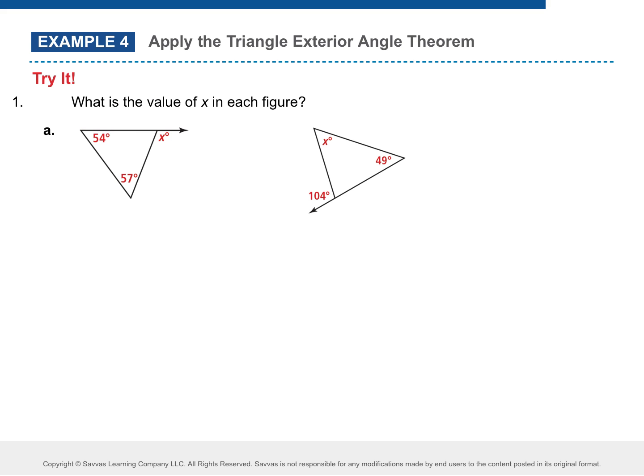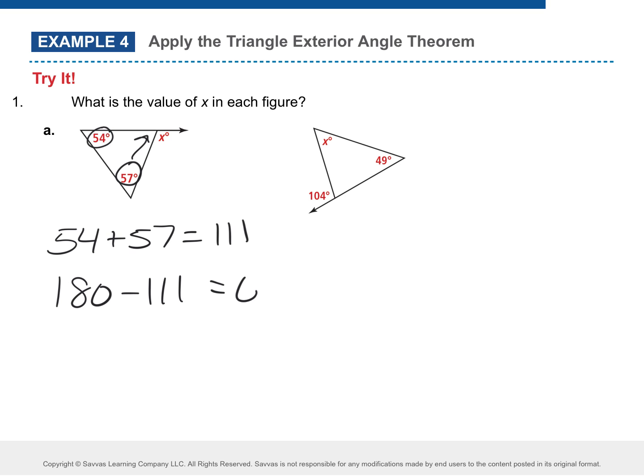Let's talk about these two together. On A, what do we think? Find the missing angle, right? Remember what we talked about at the beginning. If you have two, you can find what the third one is. Okay, so add them together. 54 plus 57 is 111. And then to find the other angle, 180 minus 111 is 69.